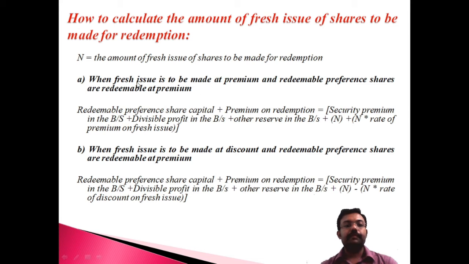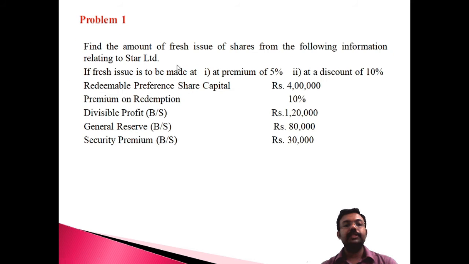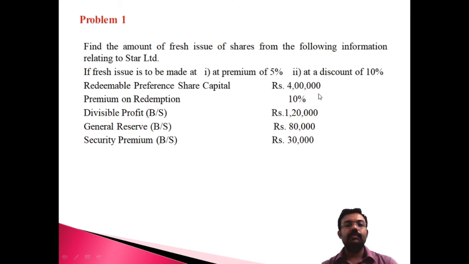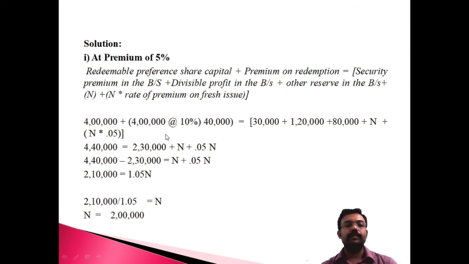When the fresh issue is to be made at a premium of 5%: redeemable preference share capital plus premium on redemption equals securities premium in the balance sheet, plus divisible profit in the balance sheet, plus other reserves in the balance sheet, plus n plus n into rate of premium on the fresh issue. The redeemable preference share capital is 4 lakh and the premium on redemption is 10%. 10% of 4 lakh is 40,000. Then equal to securities premium in the balance sheet, which is 30,000.